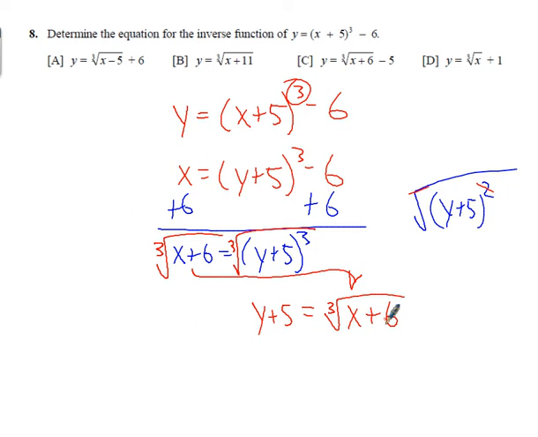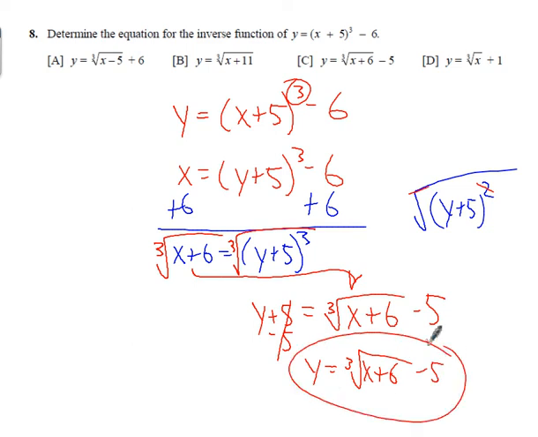Now, can you tell me what the last thing is? Yeah, of course it's minus 5. What do you minus 5 from? Let's just tag it on the end. It's not under the cube root. It cancels it out here, and so y equals the cube root of x plus 6, minus 5. That's going to be our answer. Cube root of x plus 6 minus 5. There it is, C. All right, that's it for this one.